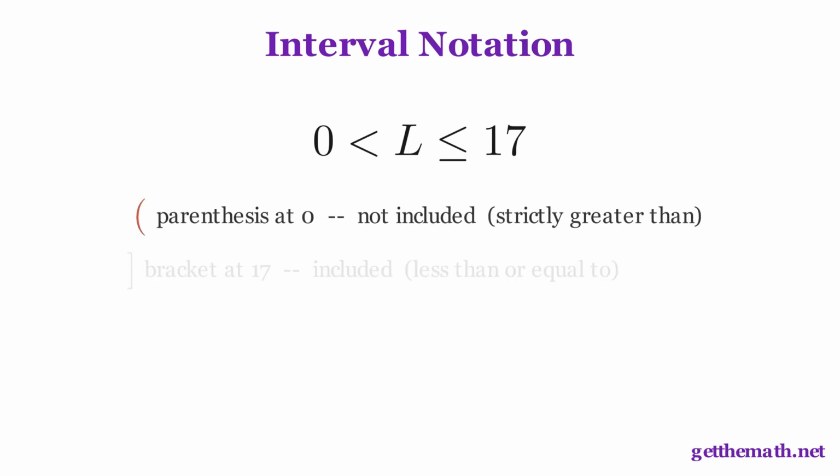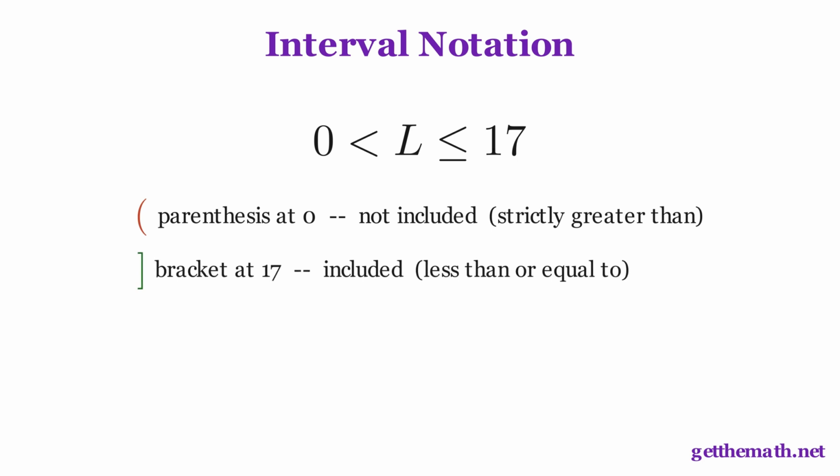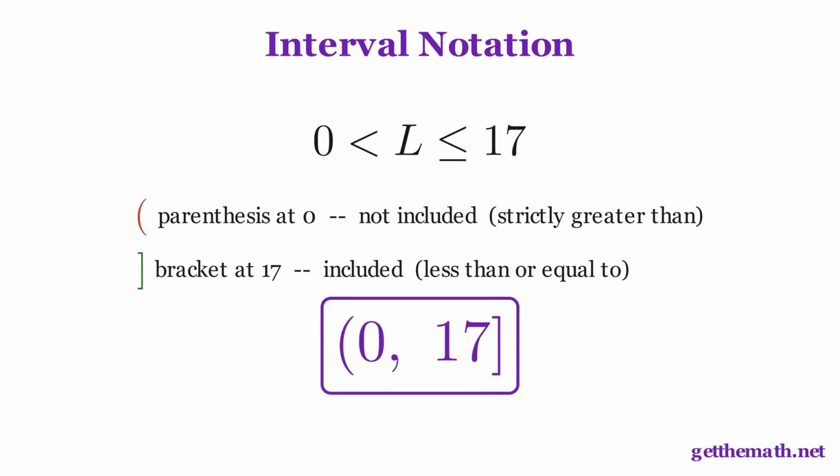Now let's write the answer in interval notation. Our solution is 0 is less than L, which is less than or equal to 17. For the left endpoint, 0. We use an open parenthesis because 0 is not included. The length must be strictly greater than 0.